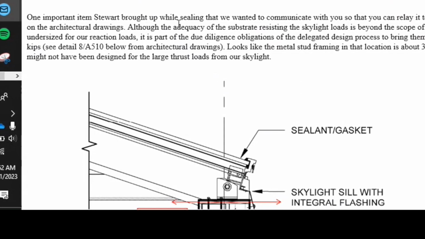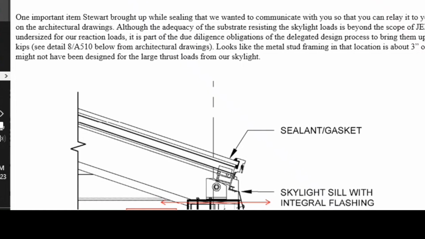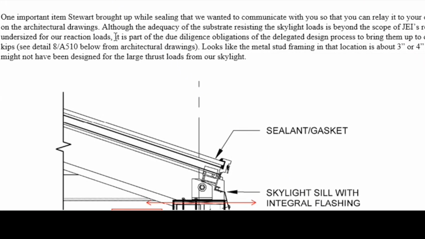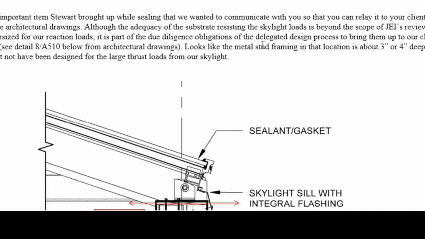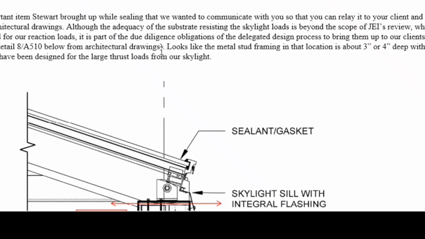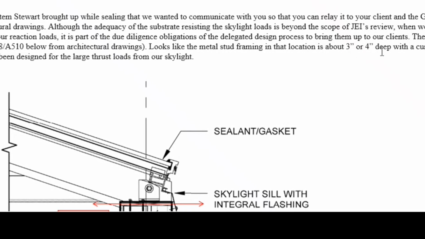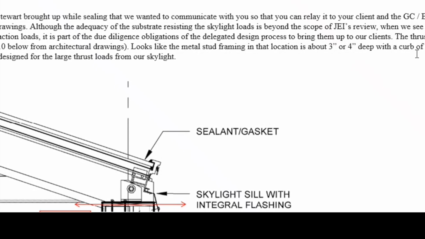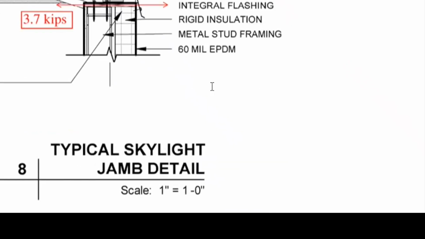although the adequacy of the substrate resisting the skylight is beyond the scope of JEI's review, when we see a substrate that has clear indications of being undersized for our reaction loads, it is part of our due diligence obligation of the delegated design process to bring it up to our client. The thrust from the skylight frames is close to 3.7 kips. Looks like the lateral stud framing in that location is about 3 or 4 inches deep with a curb of over 2 feet tall. We have concerns that the curb might not have been designed for the large thrust loads from our skylight. So we show an image there.